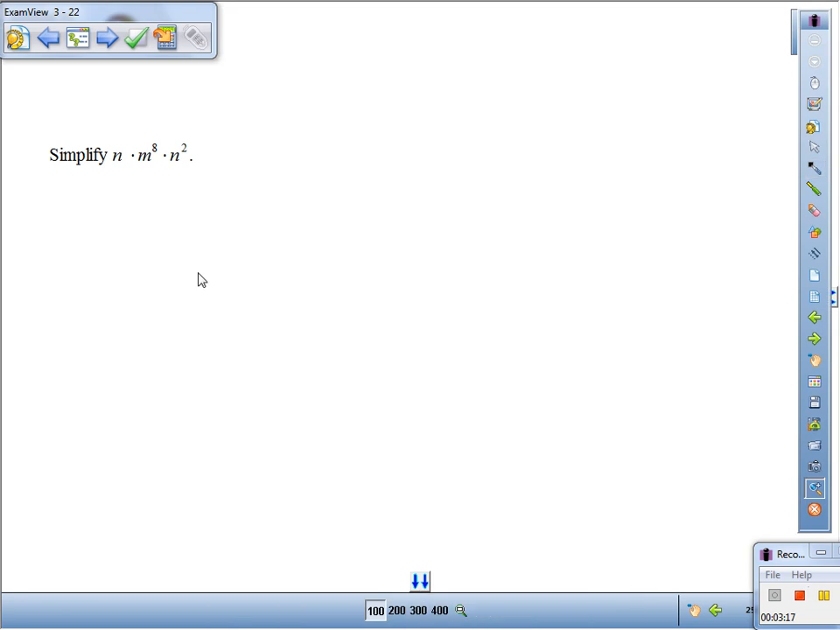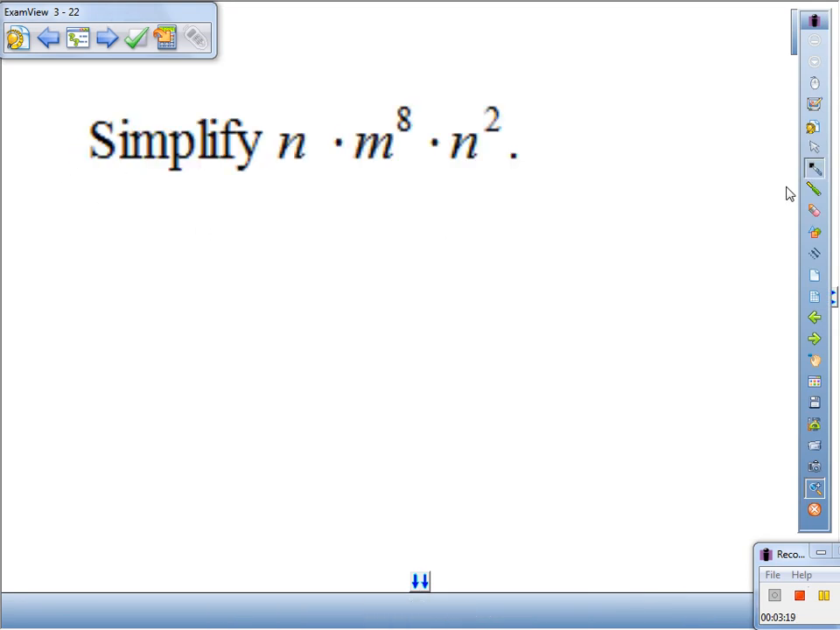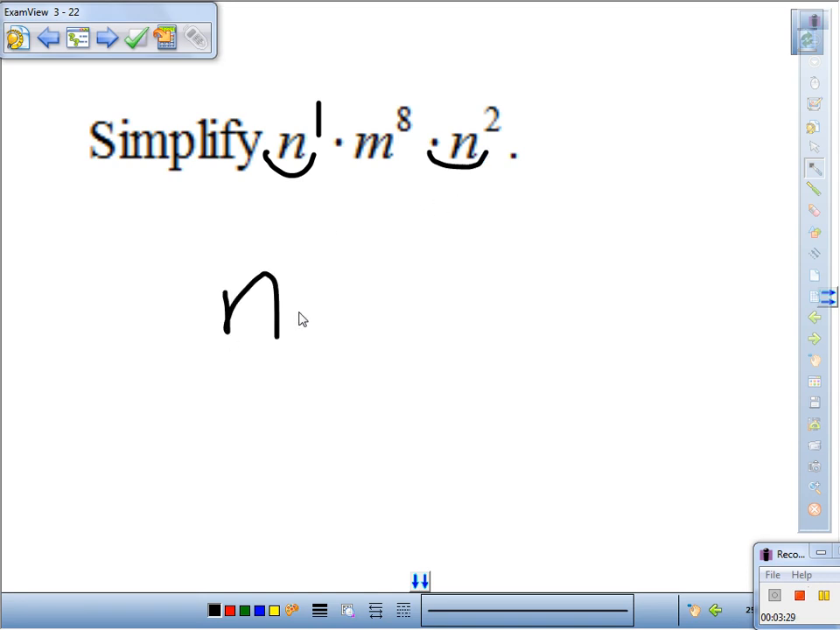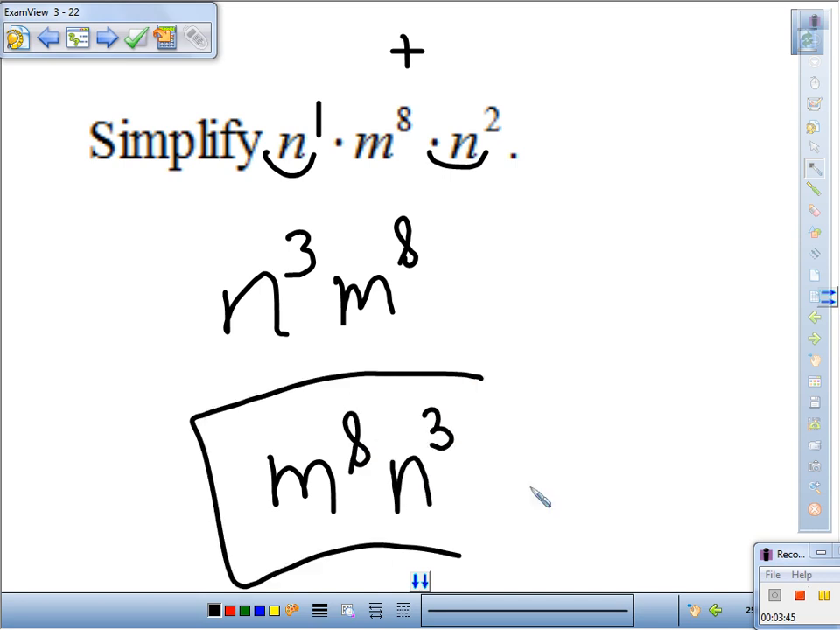I'm going to zoom in for this one. The first thing I asked you to do with these is put a 1 on anything that does not have an exponent. When we're multiplying, look for same bases. Are these the same base? Yes. What happens to the exponents? We add: 1 plus 2 is 3. Bring down the m to the 8th since there isn't any other. However, if you left it like this, I'm going to take a point, because it needs to be in what? Alphabetical order. m to the 8th, n to the 3rd. Make a note for yourself: I need to write this in alphabetical order.